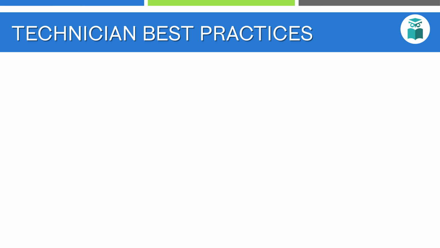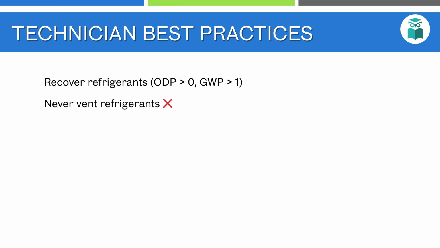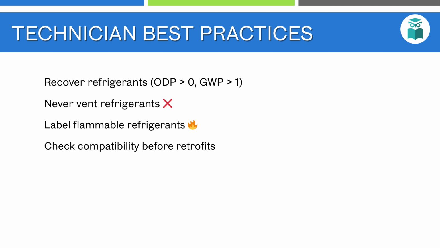Finally, let's review technician best practices. Always recover refrigerants that have an ODP greater than 0 or a GWP greater than 1. Never vent refrigerants. It's illegal and damaging to the environment. Clearly label systems that use flammable refrigerants, such as hydrocarbons or HFOs. Check system compatibility before retrofitting, and use the correct lubricants.